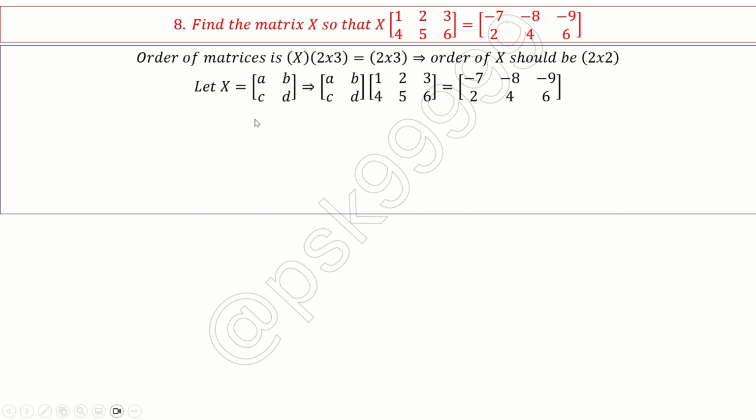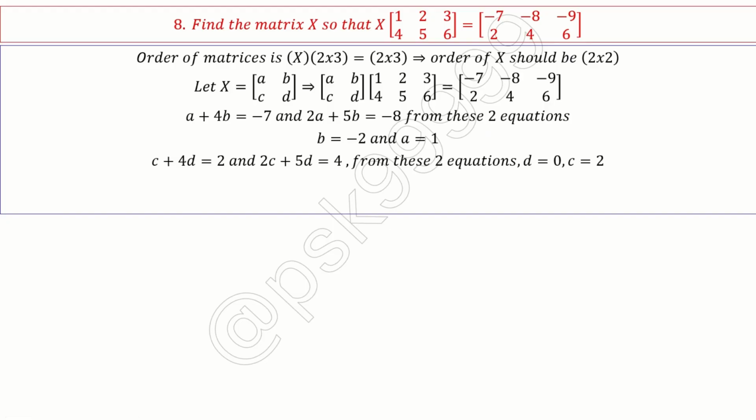Okay, let X be [a b; c d]. So [a b; c d] into [1 2 3; 4 5 6] equals [-7 -8 -9; 2 4 6]. Now I multiply them. A plus 4B equals minus 7, correct? And 2A plus 5B equals minus 8. These two equations are enough for me to solve the variables A and B, correct? So B is minus 2, A is 1.